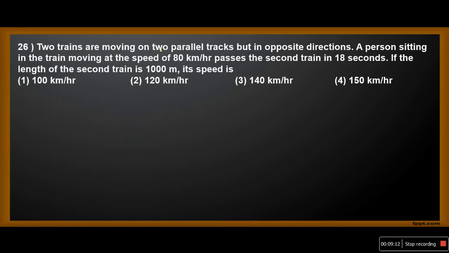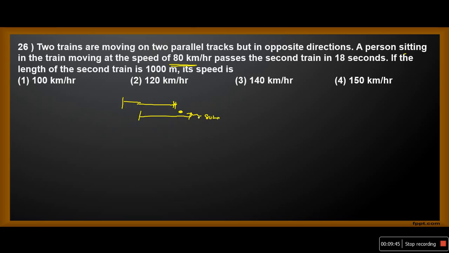Two trains are moving on parallel tracks but in opposite direction. A person sitting in a train moving at a speed of 80 km per hour passes the second train in 18 seconds. If the length of the second train is 1000 meters, its speed is. It is a very interesting question. Let us say a person is here in a train. The second train is moving like this. So this person is traveling at what speed?